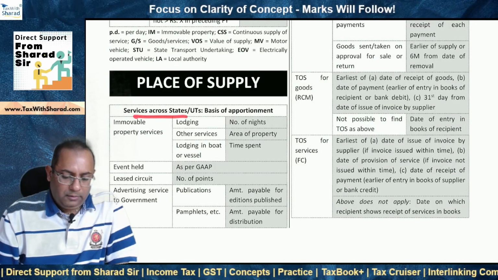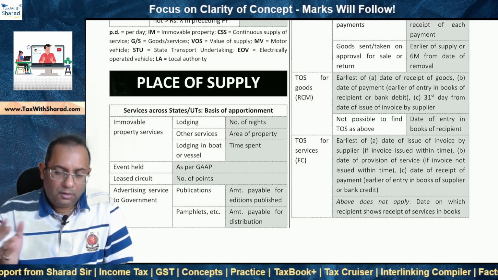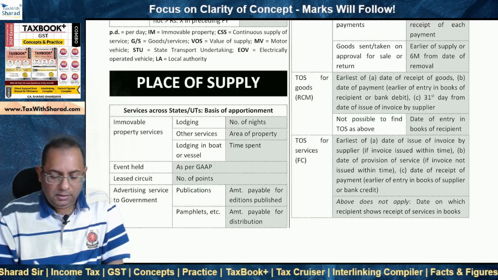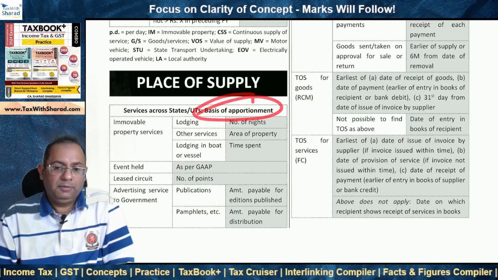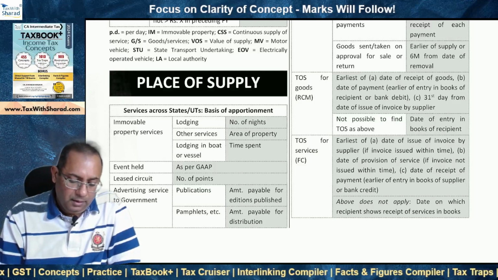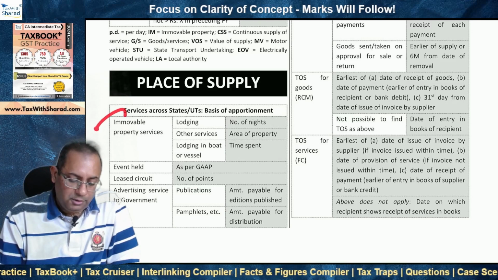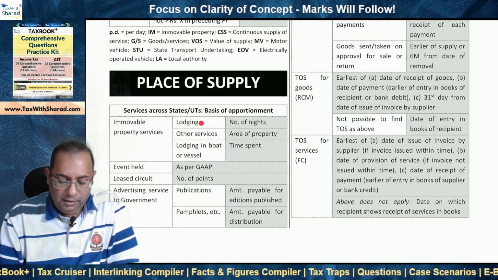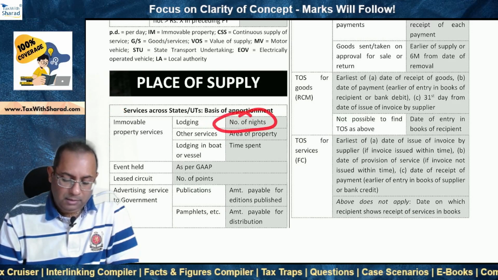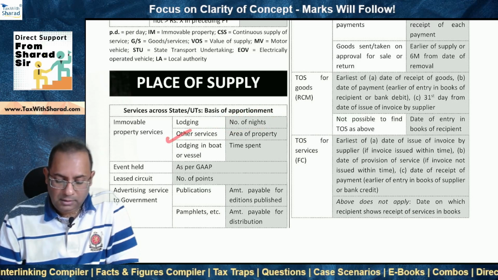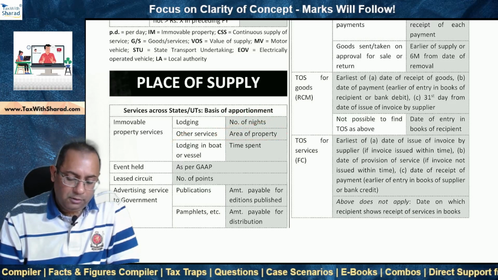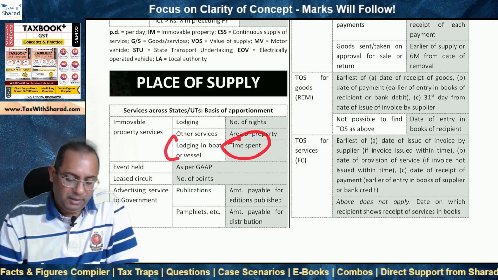Place of supply. In a case where services are provided across states or union territories, there is a basis of apportionment which has been prescribed. And we will look at the basis of apportionment in various situations. In case of immovable property services, in case of lodging, the basis is number of nights. In case of other services, it is area of property. In case of lodging in a boat or vessel, it is the time spent.